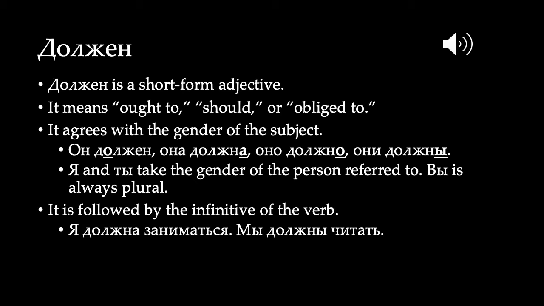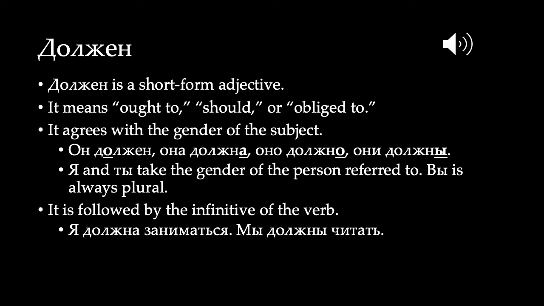And the first one we're going to learn is должен. Должен is a short-form adjective, so it has to match its subject. And short-form adjectives, FYI, can only be used in the nominative, so it will always just match the subject. And going back to должен, должен means ought to, should, have to, or oblige to. Because it is an adjective, it agrees with the gender of the subject.